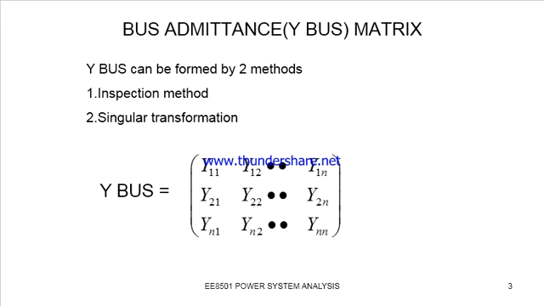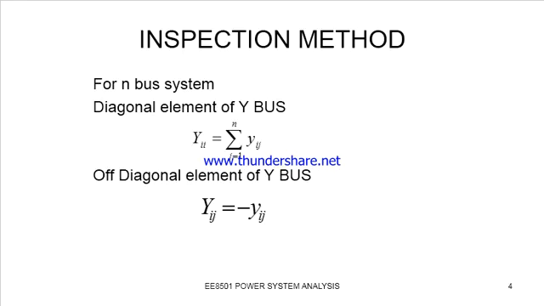So we know Y bus is equal to [Y11 ... Y1n; ... ; Yn1 ... Ynn]. It's an n cross n matrix. By the inspection method for an n bus system, we have to find the diagonal element of Y bus, that is Yii, which is nothing but the summation of j equal to 1 to n of small yij. For off diagonal elements, Yij is equal to minus yij.